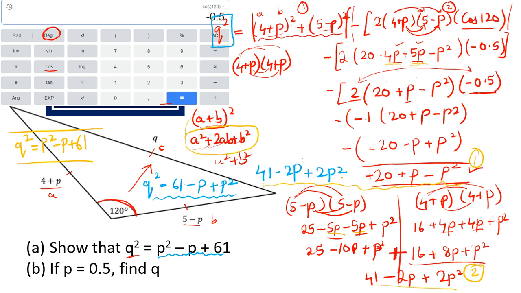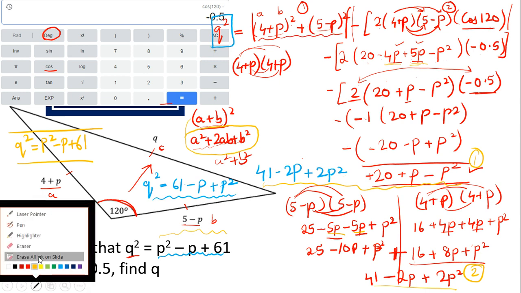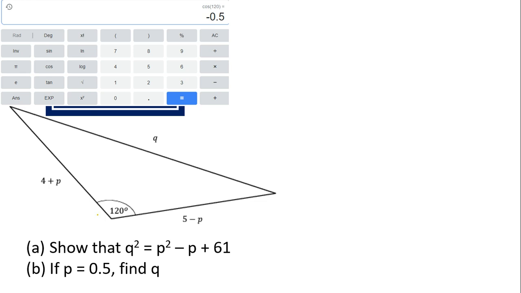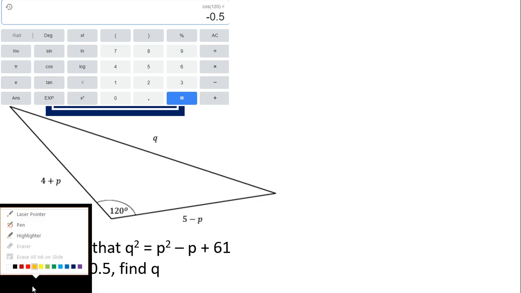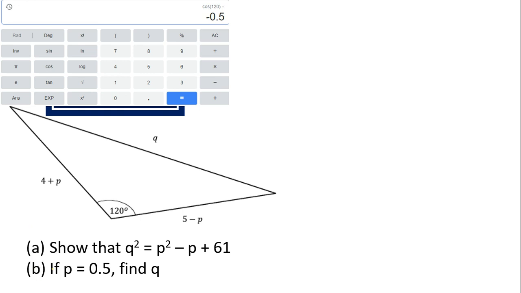And once you solve all of that, you are going to end up with the answer that they have given, that is p squared minus p plus 61. Now I'm just going to get rid of all of that. Now the next part of the question says that you have to find your q if your p is given as 0.5.